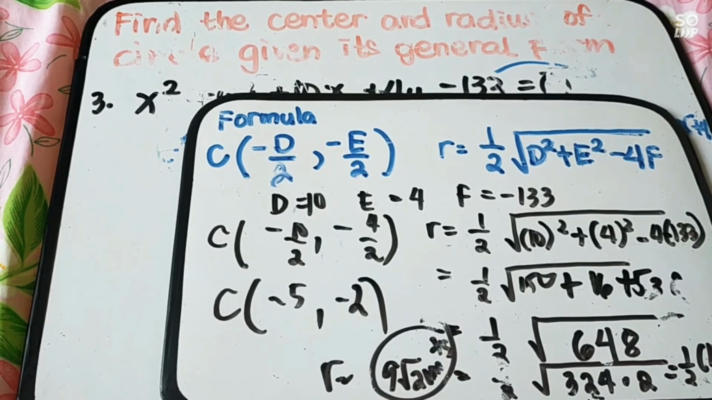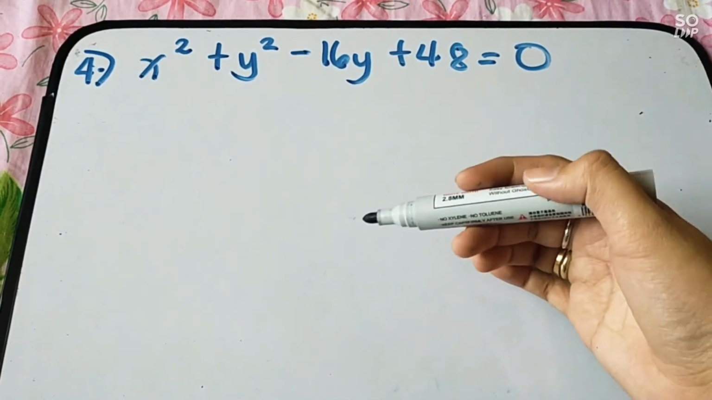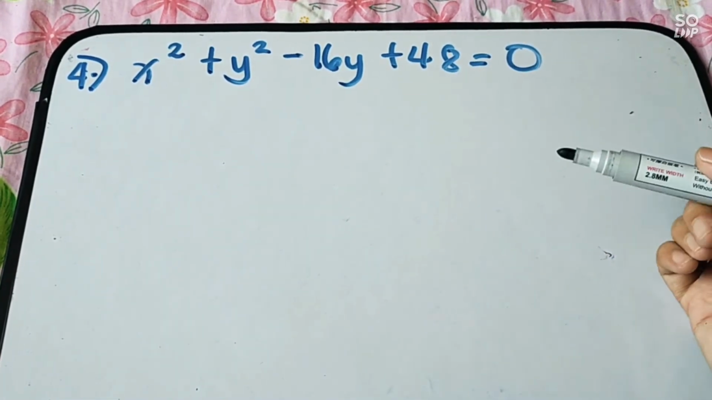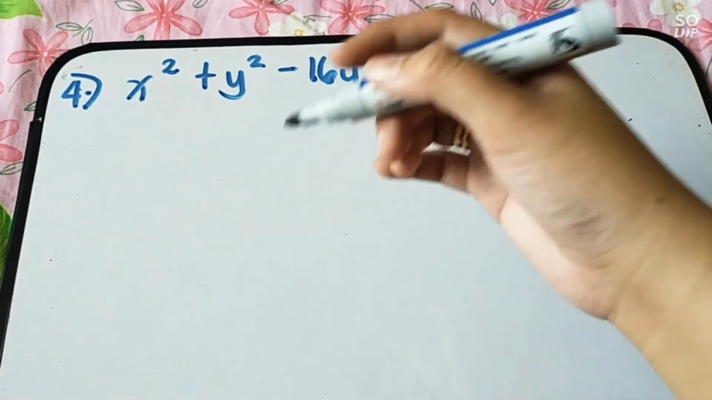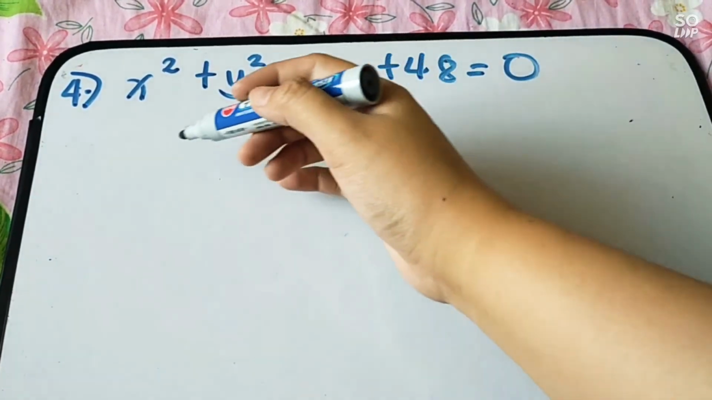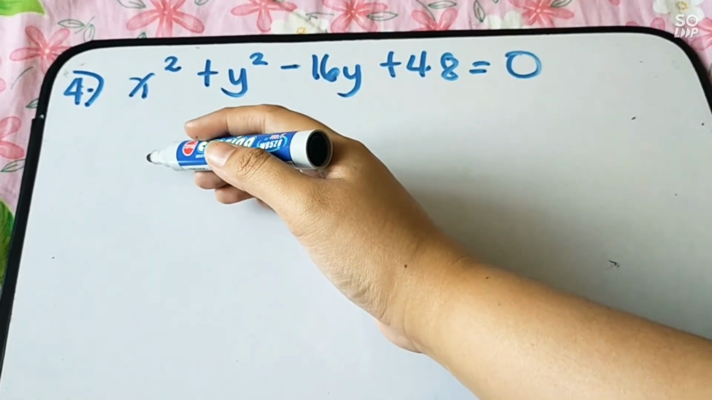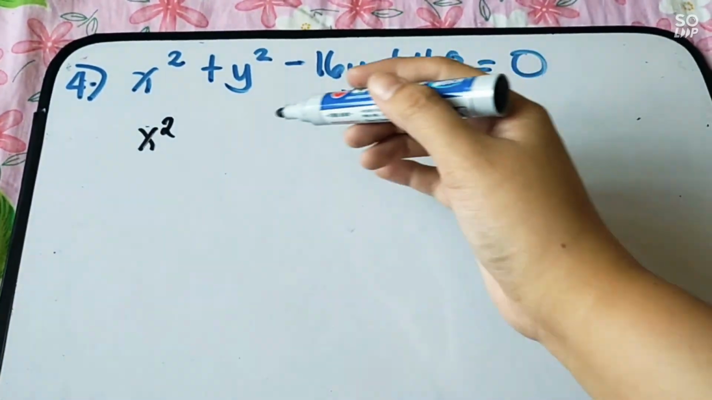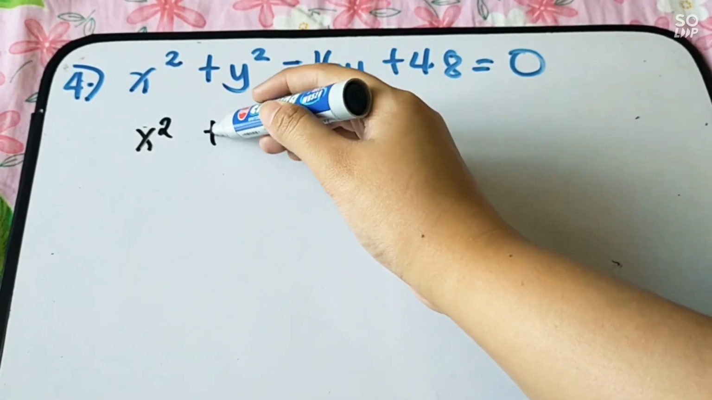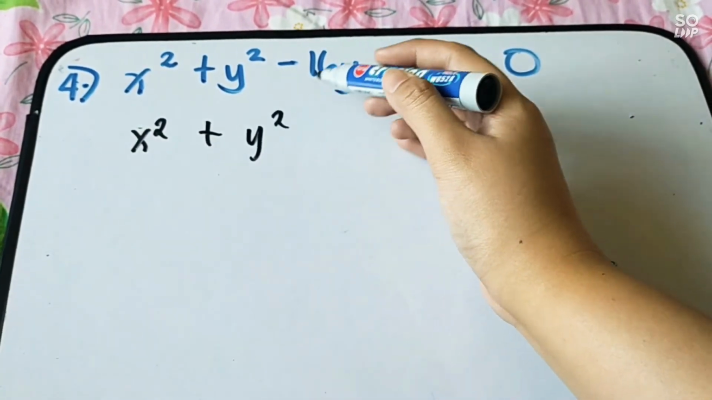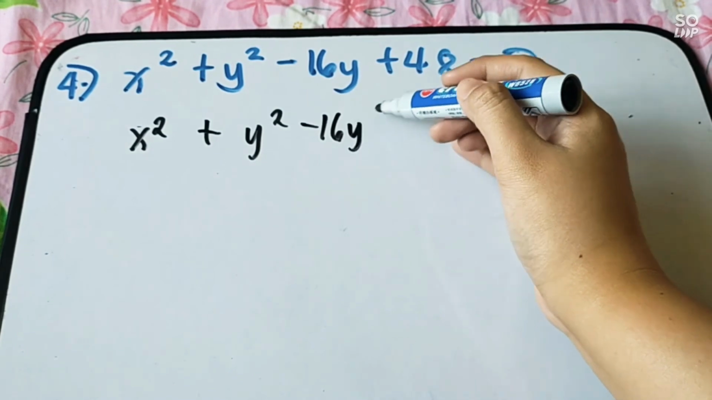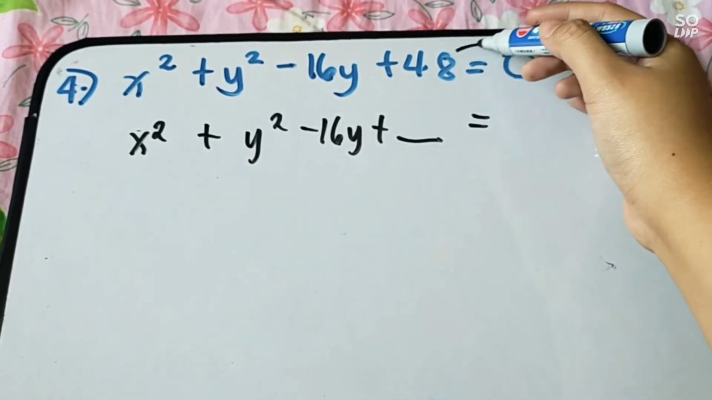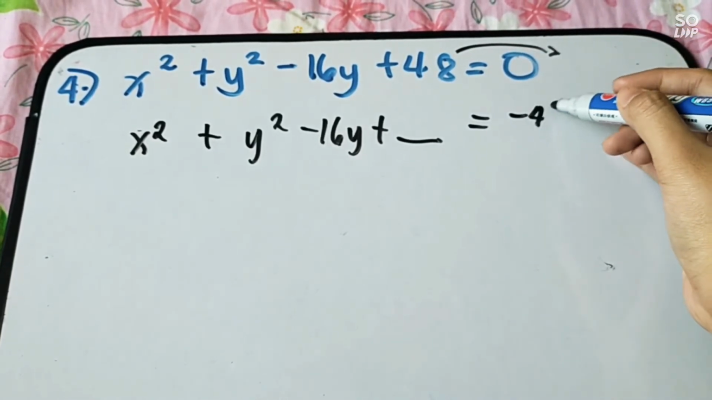Let's have a last example. Given x squared plus y squared minus 16y plus 48 is equals to 0. So, let us use completing the square. Let us arrange first. Group together all terms with the same variable. So, x squared has no companion, there is no x term. It is just x squared plus y squared, then we have minus 16y. That is where we will put plus blank. Okay? Then, equals to, 48 is moved, becoming negative 48.